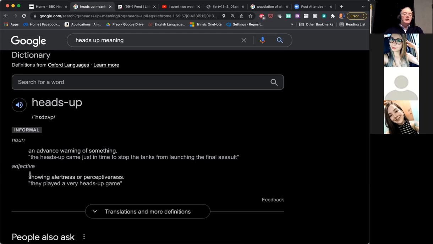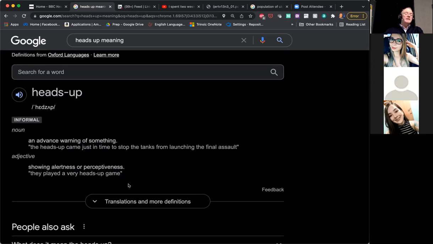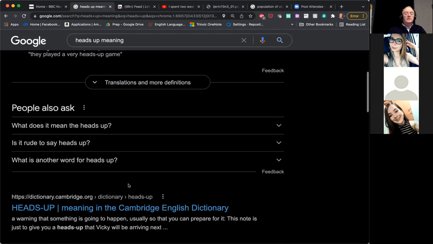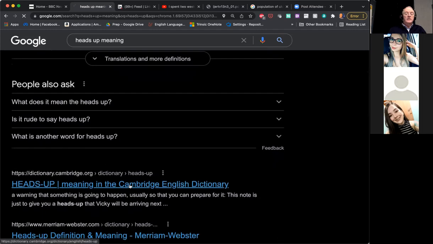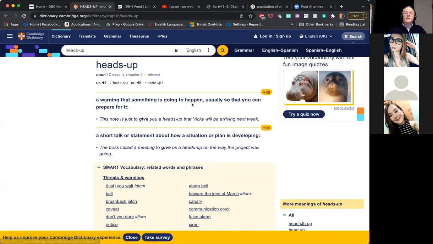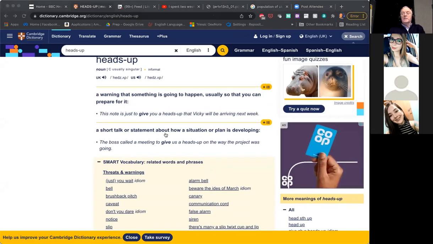Oh, adjective, interesting. Showing alertness or perceptiveness. They played a very heads up game. Right. So it's the idea of awareness. Think of an animal that lifts its head up when it's feeding, its head's down. It's eating the grass or something. But when it hears a noise and it wants to see what's happening, it sticks its head up and it points its ears, doesn't it? So think of an animal. I'm guessing that's the etymology. I don't really know. A warning of something that is going to happen, usually so that you can prepare for it. Okay. So we now know what a heads up is.